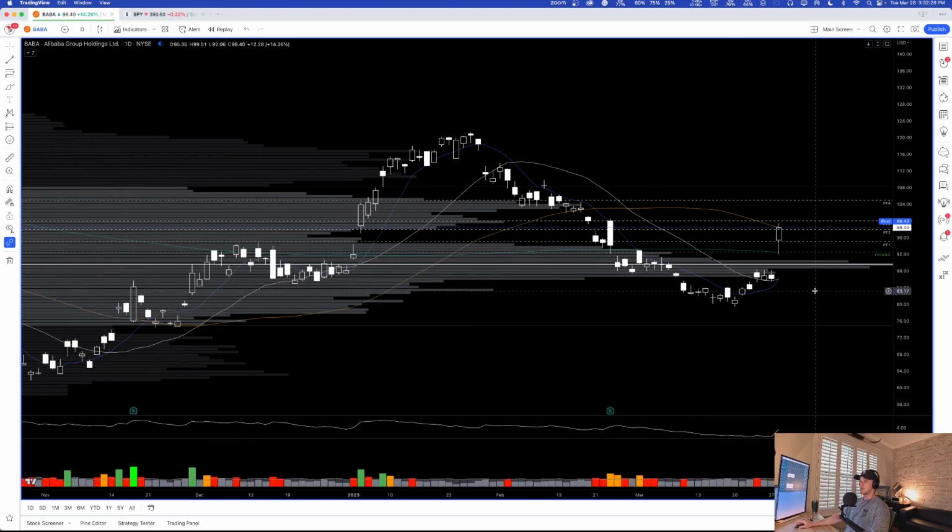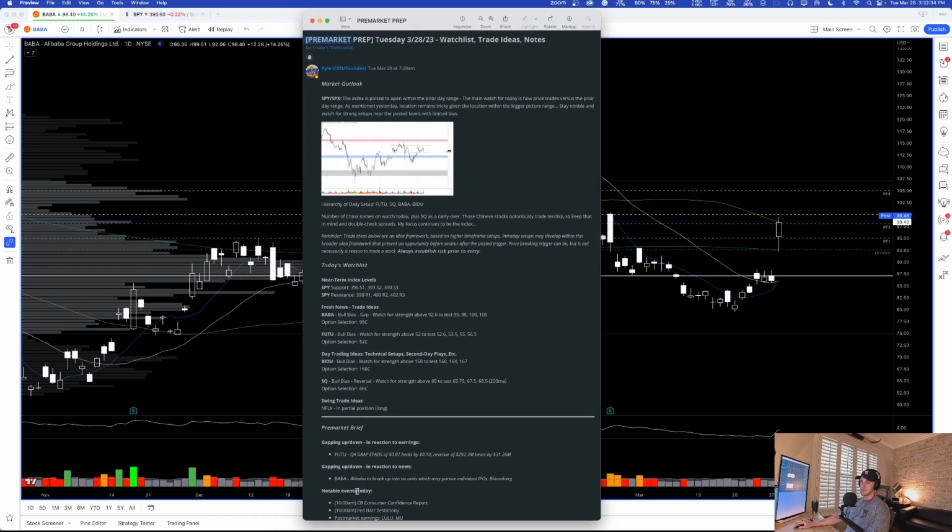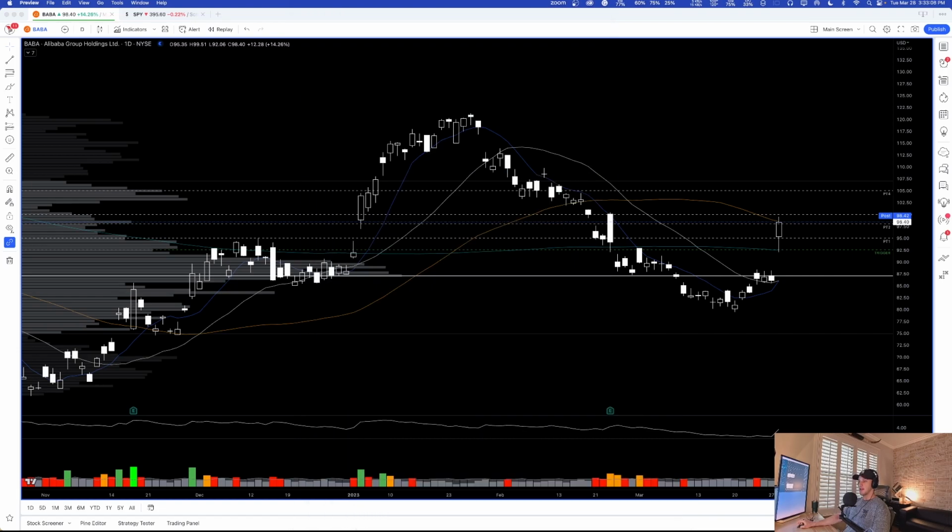Now, when it comes to the actual setup here, we were dealing with a daily gap. BABA had news this morning, and the news was that Alibaba is to break up into 6 units, which may pursue individual IPOs. That was from Bloomberg. You're looking at the pre-market prep notes. This is sent to Traders Think Tank members every single morning prior to the opening bell. You can see here what we had was BABA as a fresh news idea. Now we're going with the bull bias. It's a gap trade, and we're watching for strength above 92.6 to test 95, 98, and 100.